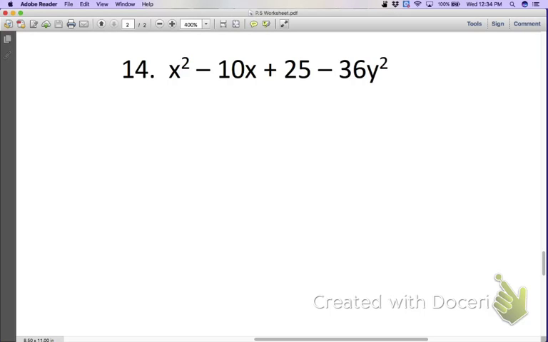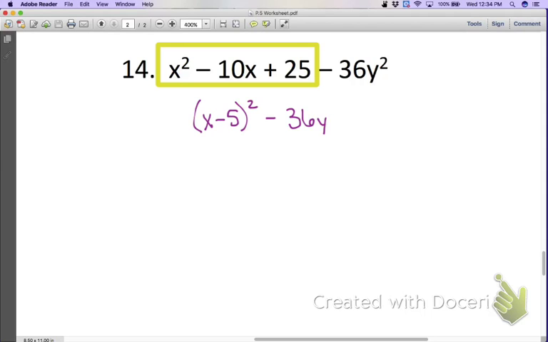So 14 is one of those kind of funky problems because you have two different parts. You have two different variables, but you have the three that kind of go together. So basically I don't have to move anything around because it's already kind of set up, and then just the negative 36y squared's out to the end. So how am I going to factor x squared minus 10x plus 25? Yeah, x minus 5 squared. So I have x minus 5 quantity squared minus 36y squared.